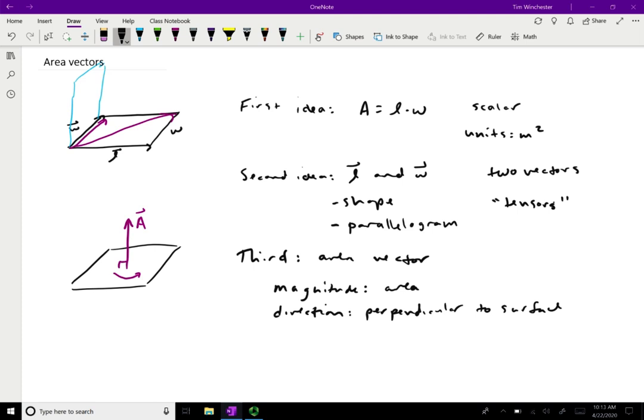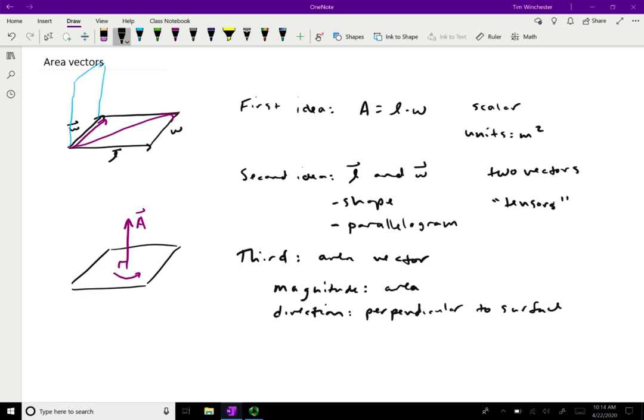That's actually a really nice thing to do. It gives us less information than our second idea. We don't know the shape information, but we do know how it's oriented. It's also a little more compact than that second way. It doesn't require you to do any calculations if you want the area. You just take the magnitude. So that's great. If we have a flat surface, we can create an area vector for it, and we can use that for whatever we want to use it for.